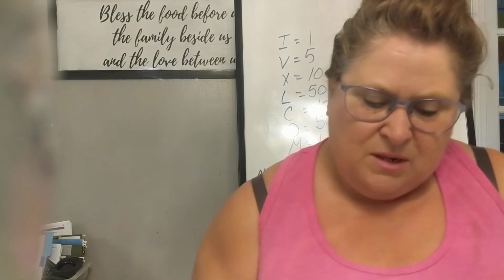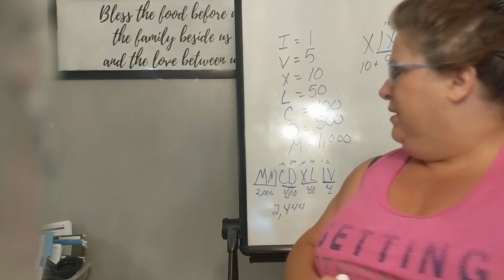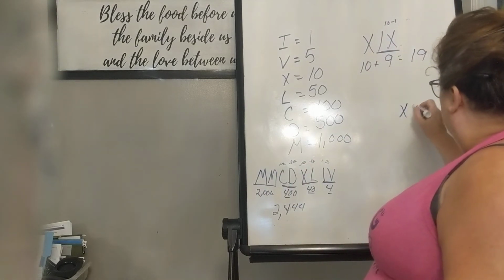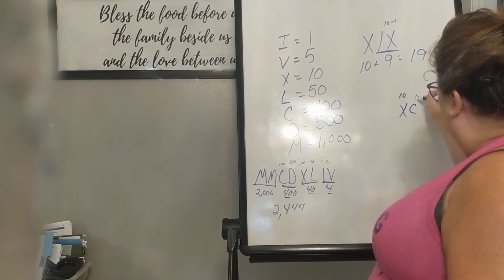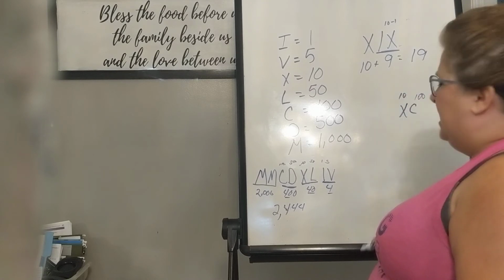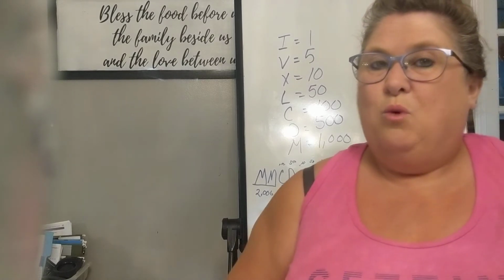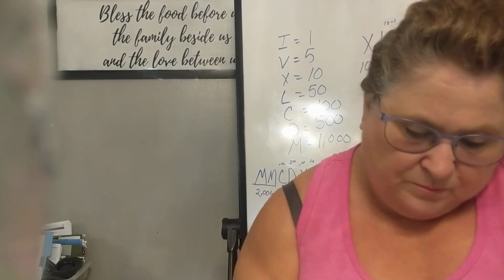Going straight across, MXC. Remember, M is 1,000. And then we have XC. So that's 10. This is 100. So 100 minus 10 is 90. So our number would be 1,090.